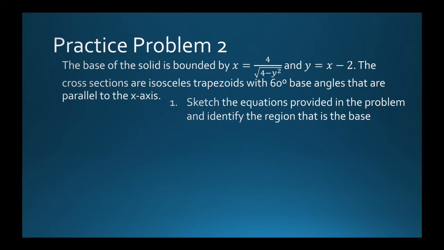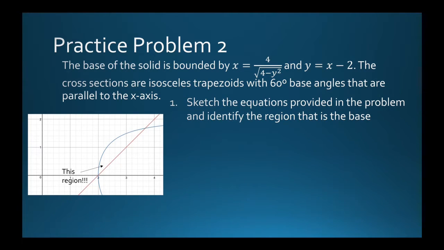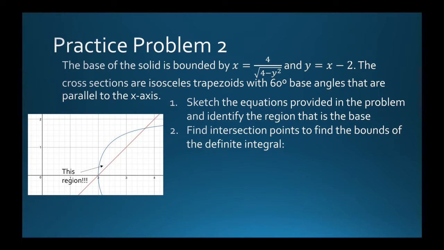But first, we need to sketch the equations and identify the region that is the base. So again, we can clearly see what region is being described in the problem. Now that we have that, we can move forward and find the intersection points. We'll set the two equations equal to each other and see that it will actually require a lot of work to get through this algebraically.